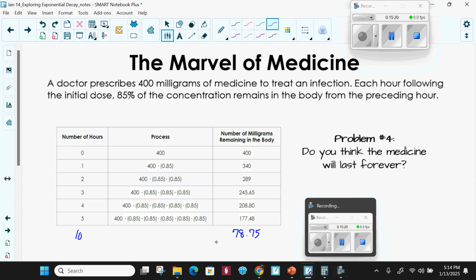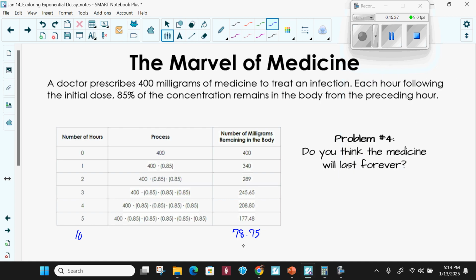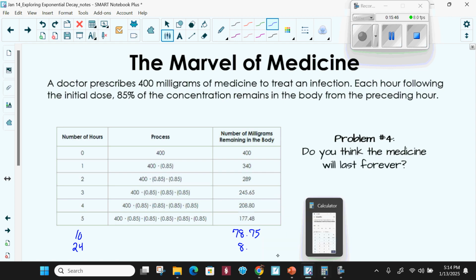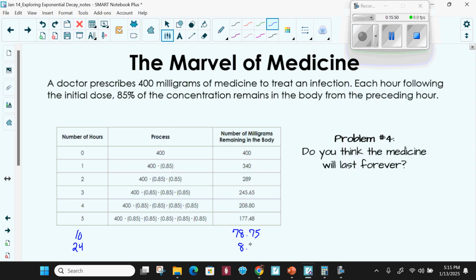So what do you think would happen after 24 hours? If we take the 0.85, raise it to the 24, because t equals 24, and then multiply that by 400, we only have 8 point something milligrams after 24 hours. And it's just going to keep getting smaller. That was 8.09.